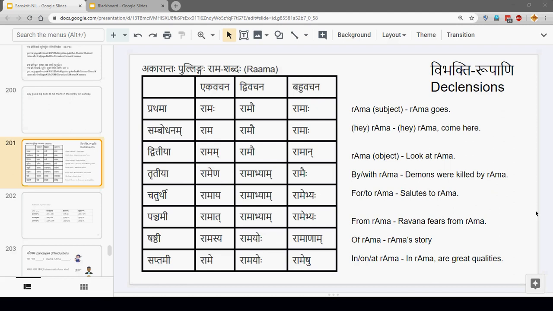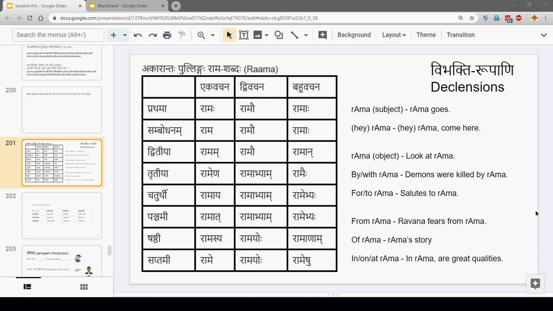Any question, Shiva? No, it sounds well so far. Okay. Sanjeev ji? Yes. So mitra is Pullinga, right? Mitra is Napunsakalinga for a friend.